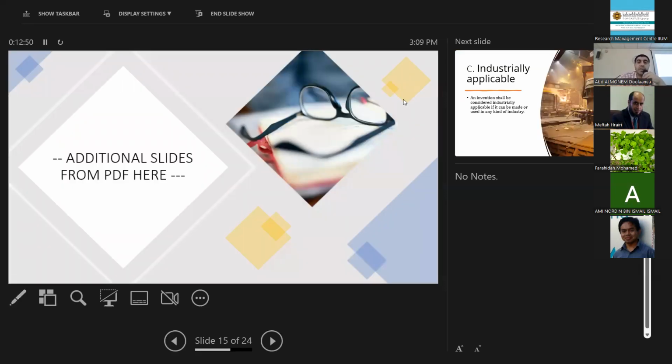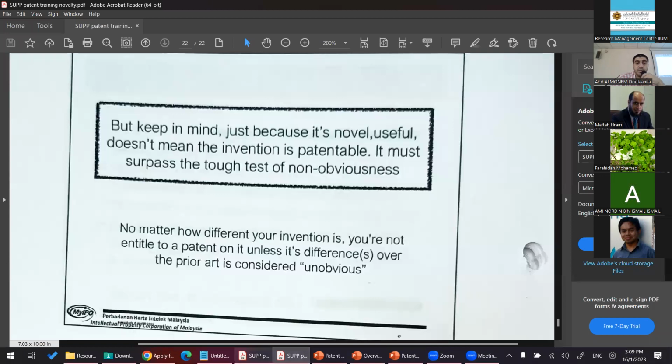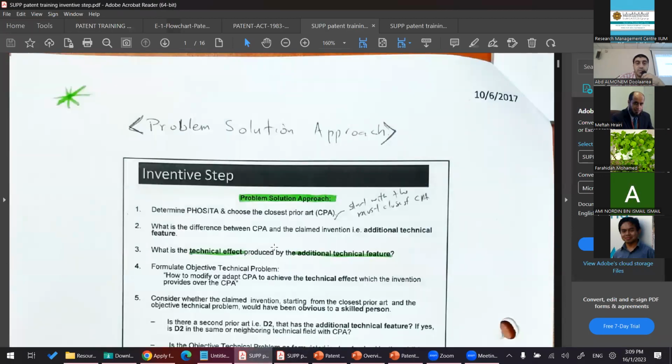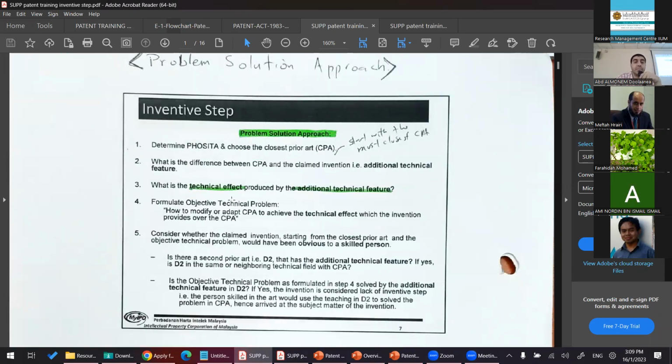Okay, we have more explanation. I would prefer to go straight directly to the supplement here. This is regarding the problem-solving approach for inventive step.